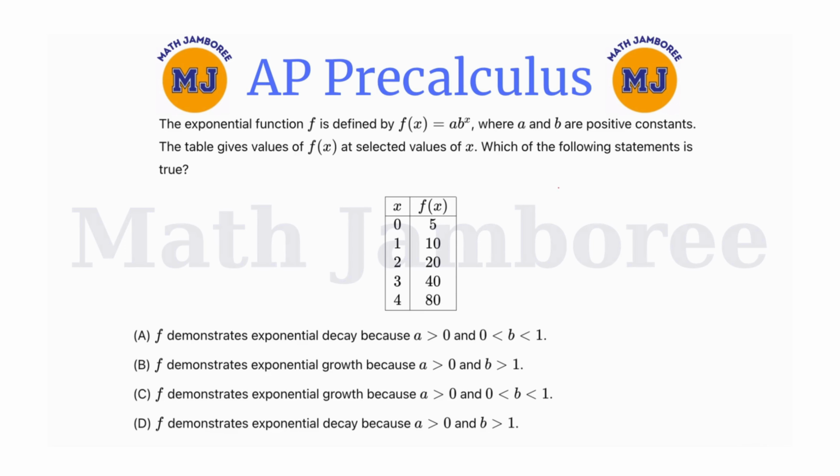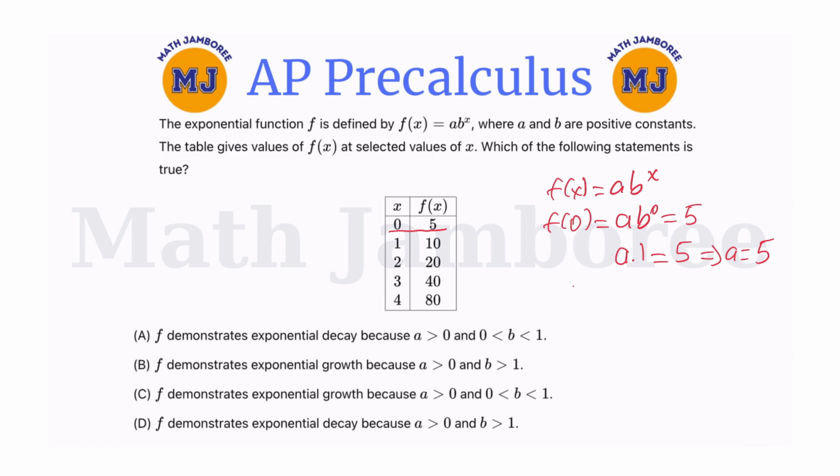So to solve this kind of question, we're going to use the given data and find the values of a and b. Let's use the first given data, f of 0. When x is 0, we substitute 0 for x in the function wherever we see x. So a times b to the power of 0 equals 5. b to the power of 0 is 1, so a times 1 is a. Therefore a is 5.